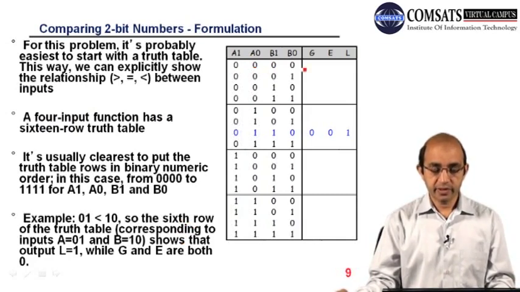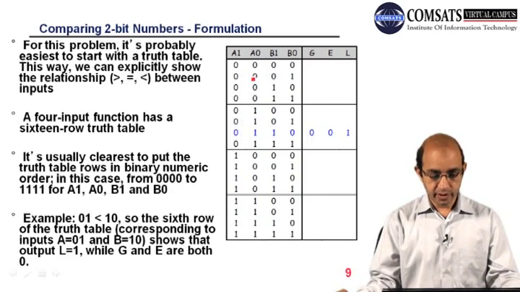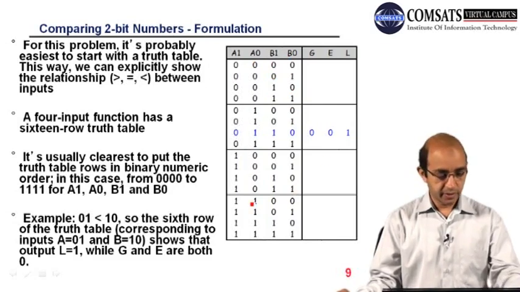You can see that we have 16 different possible values if we place them in this order: A1 A0 B1 B0. So 0000, 0001, 0010. So you can see that we have 16 different combinations. Here A1 and A0 are all 0, then 01, then 10, and then 11. So we are fixing A1 and A0, and then we are changing the values of B1 and B0. So we have 16 different combinations.